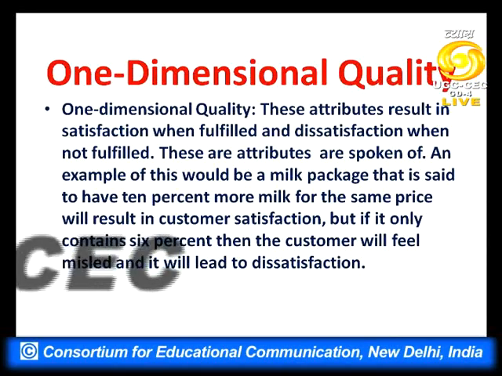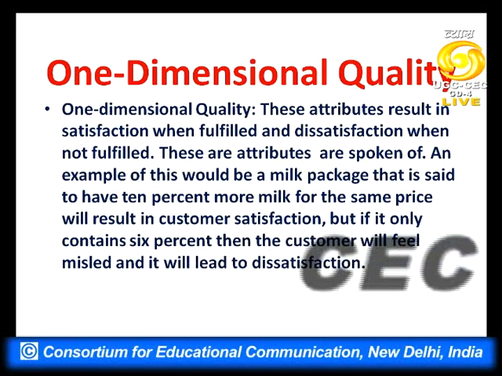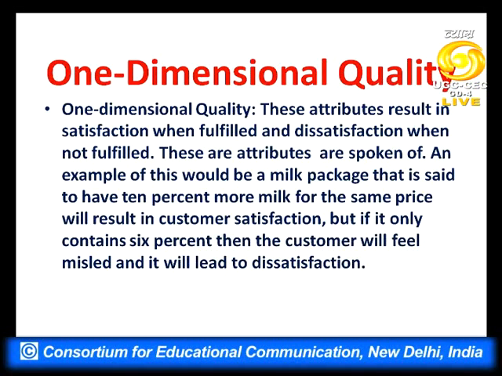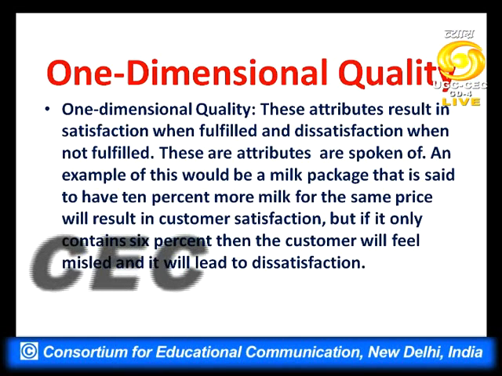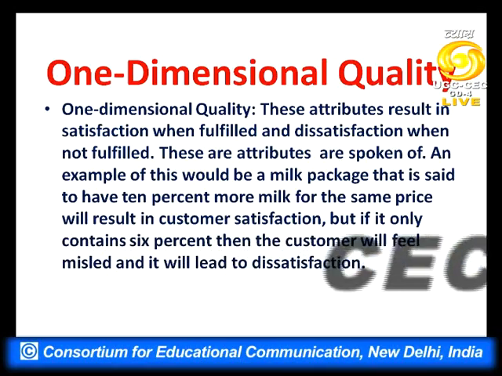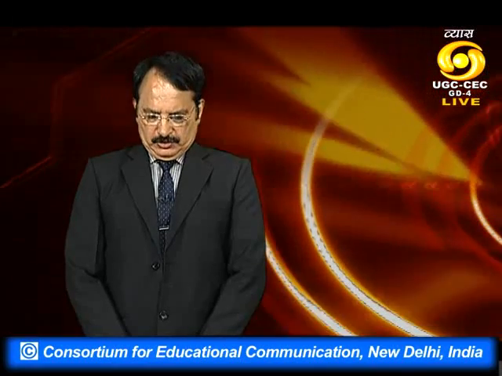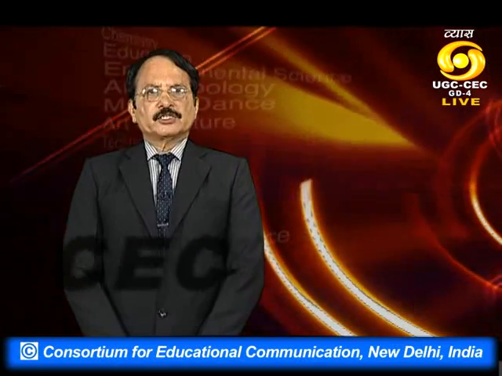And now we will talk about one-dimensional quality, and these are given by Professor Kano only. One-dimensional quality: these attributes result in satisfaction when fulfilled and dissatisfaction when not fulfilled. These are attributes and these are spoken ones. An example of this would be a milk package that is said to have 10% more milk for the same price.